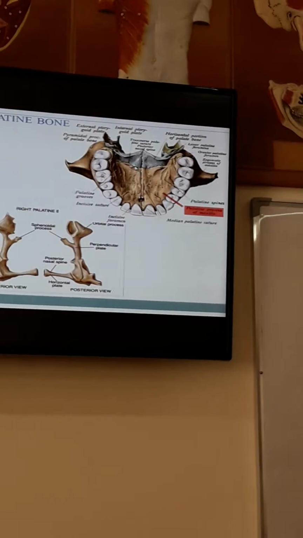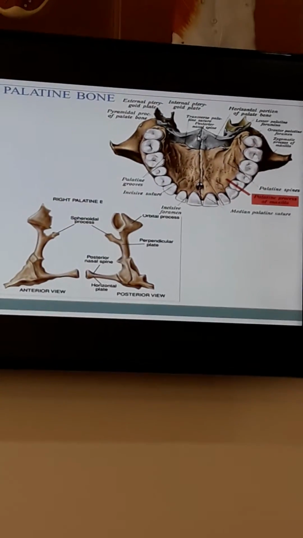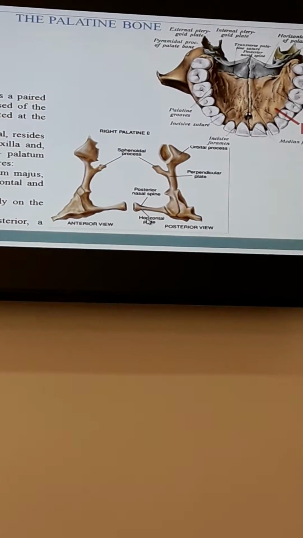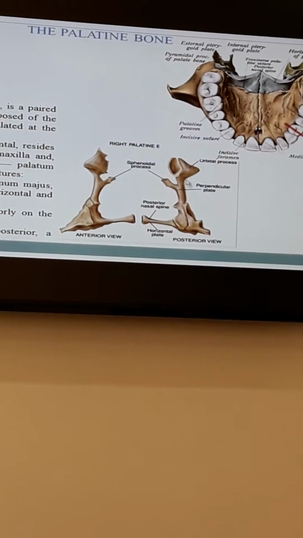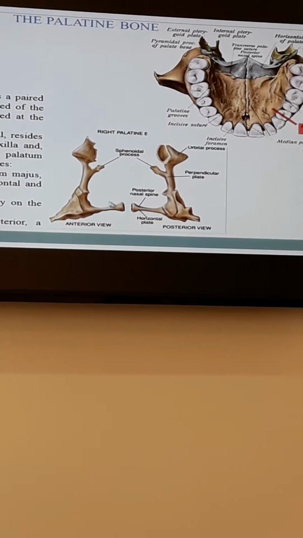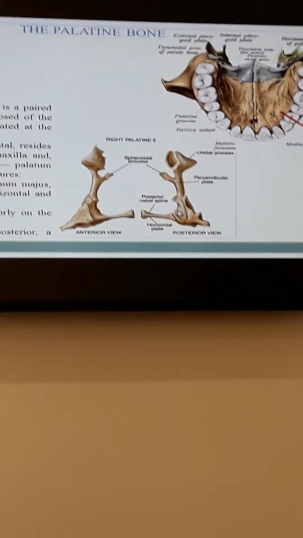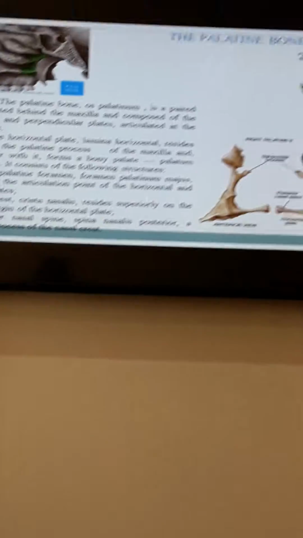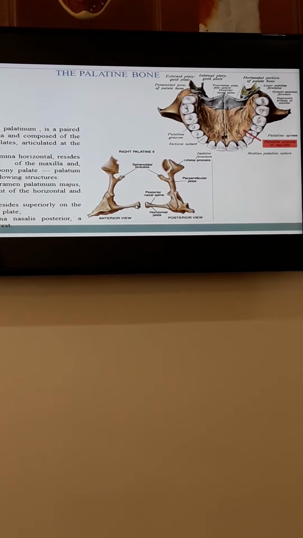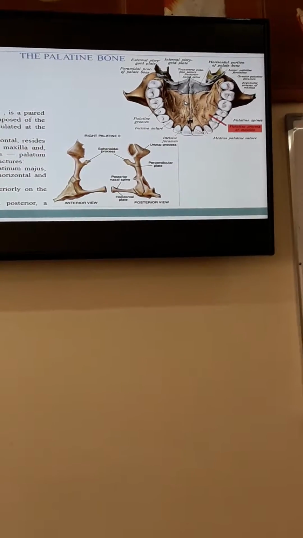The green bone, which is located just behind it, is the horizontal plate of the palatine bone. This is our palatine bone. You can see that it has two parts: the vertical, or perpendicular, plate and the horizontal plate. The perpendicular plate forms the lateral wall of the nasal cavity. The horizontal plate forms the roof of the oral cavity, together with the palatine process of the maxilla.